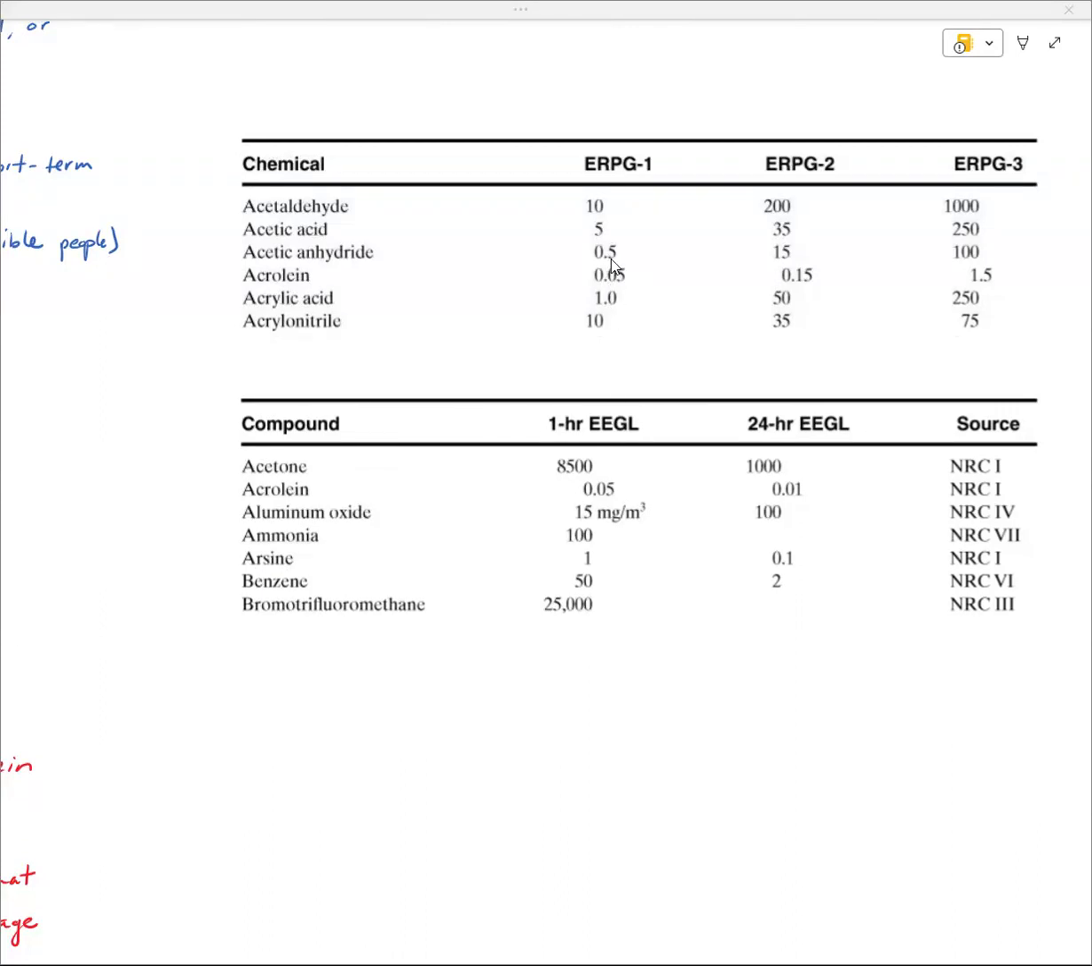0.05, and that's the same exact. So ERPG-1 and the 1 hour EEGL are exactly the same. The 24-hour EEGL is going to be, let's see, less than that, which makes sense because the longer the exposure, the lower the threshold should be. So again, the differences here are that this one takes into account the heterogeneous population, people with lowered immune systems, elderly potentially. And this one is just emergency guidelines.